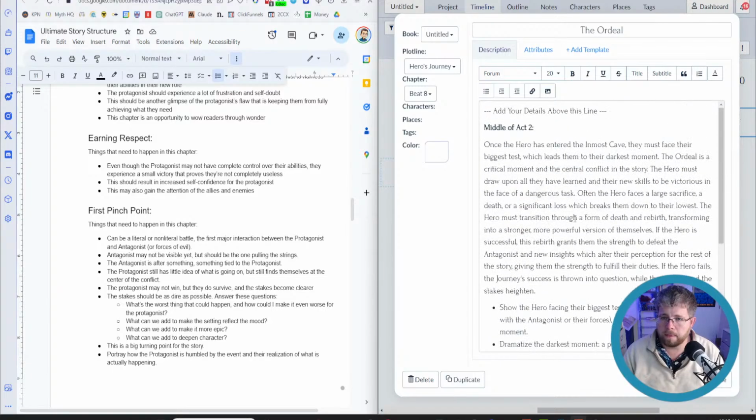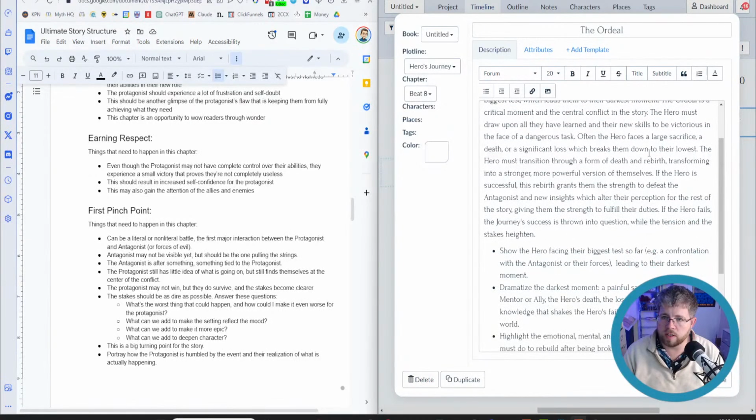All right. Once the hero has entered the inmost cave, they must face their biggest test, which leads them to their darkest moment. The ordeal is a critical moment and a central conflict in the story. The hero must draw upon all they have learned and their new skills to be victorious in the face of a dangerous task. Often the hero faces a large sacrifice, a death, or significant loss, which breaks them down to their lowest. The hero must transition through a form of death and rebirth, transforming into a stronger, more powerful version of themselves. If the hero is successful, this rebirth grants them the strength to defeat the antagonist and new insights which alter their perception for the rest of the story, giving them the strength to fulfill their duties. If the hero fails, the journey's success is thrown into question while the tension and stakes heighten.